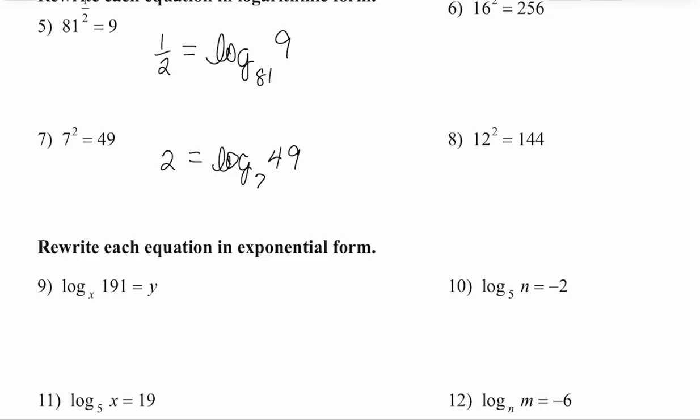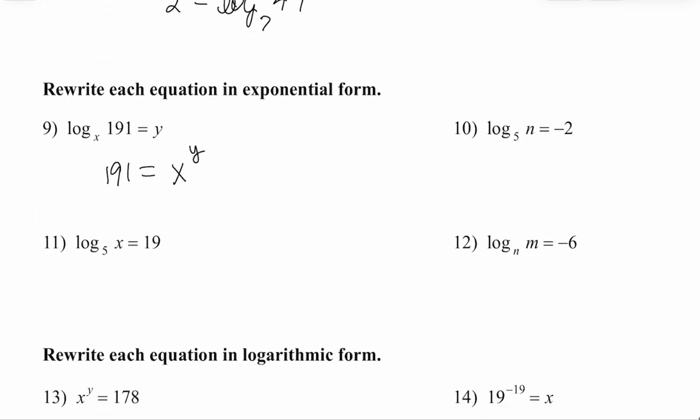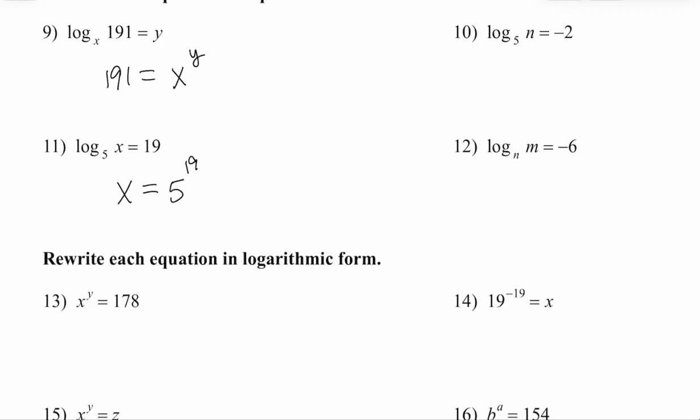Our power is the y. The answer to a logarithm is always the power. Our base is the x. Our answer is 191. So our answer of 191 is x to a power of y. Our answer of x is equal to our base to a power of 19. Is everyone seeing how these get pulled apart and go back and forth?